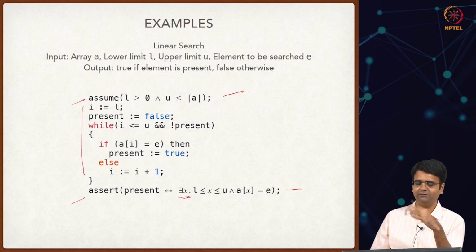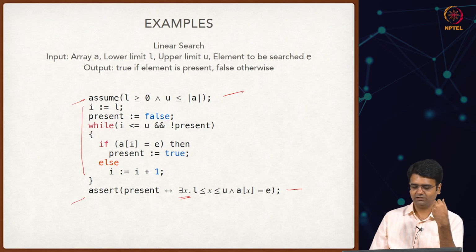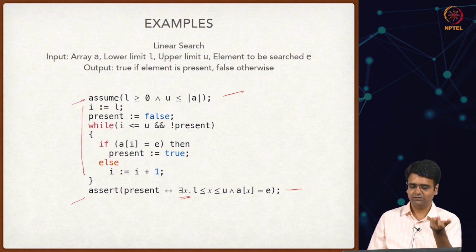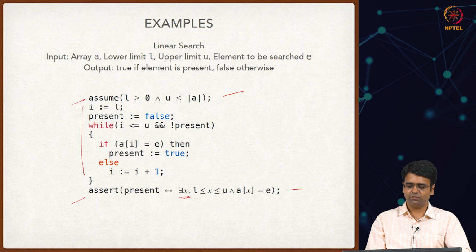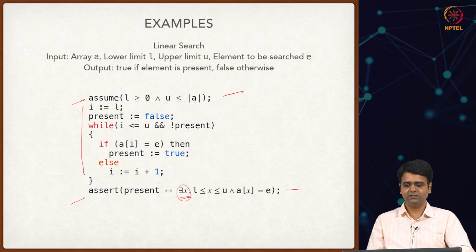So what this reveals is that you have to be very careful while writing specifications. The specification should accurately encode the programmer's intent, the reason for writing a particular program. In this case the reason is that we want to find out whether or not the element E is present in that particular segment of the array. This also demonstrates the expressiveness of first order logic. We had to use this existential quantifier here in order to accurately express the correctness criteria for this linear search algorithm.